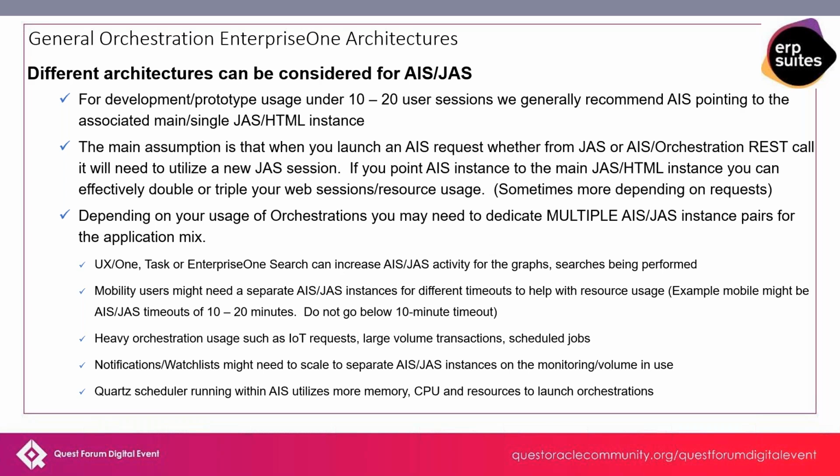Another area is heavy orchestration usage, such as IoT requests. If you've got large transaction volumes, a lot of scheduled jobs, maybe you need to have a dedicated orchestration server for those type of things. And another area that we definitely have seen, notifications watch list. If you start letting everybody, hundreds of users, use notification watch lists, you might need some of those instances to go to another AIS JAS instance. Again, it just depends on what functionality and features you're taking care of there.